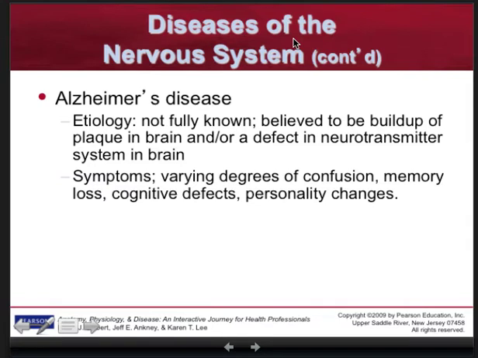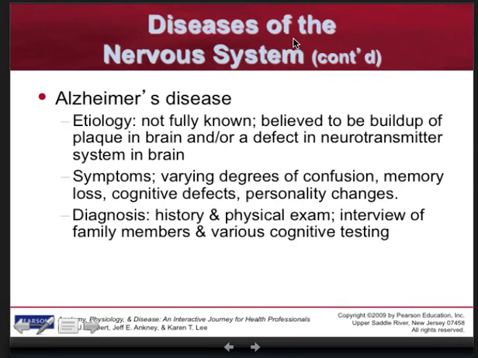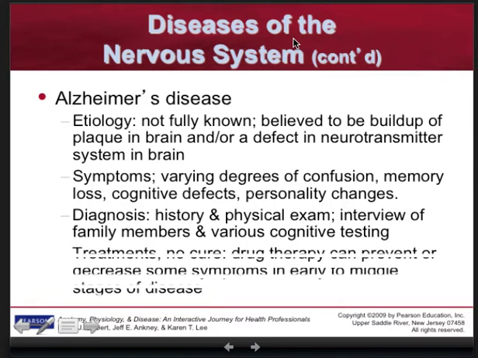Symptoms are varying degrees of confusion, memory loss, cognitive defects, and personality changes. We diagnose it with a history and a physical, and we interview the family members, and we perform cognitive testing on the individual. That's basically to see what their level of awareness is and whether or not this has affected their day-to-day functioning. There's no cure. Drug therapy can prevent or decrease some of the symptoms in early to middle stages of disease.